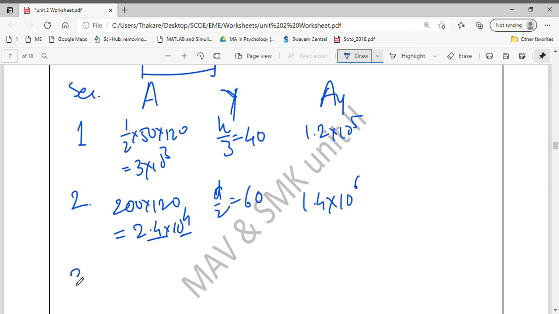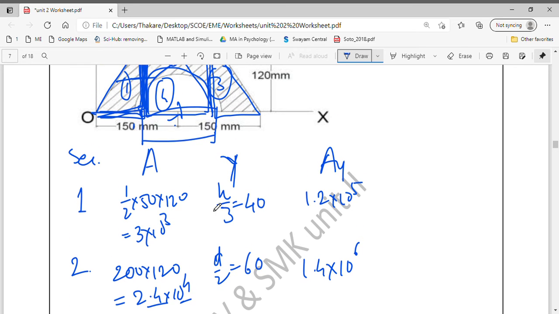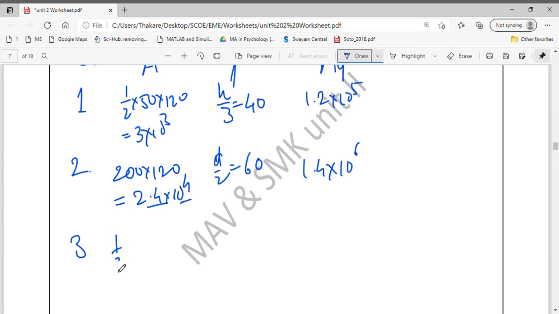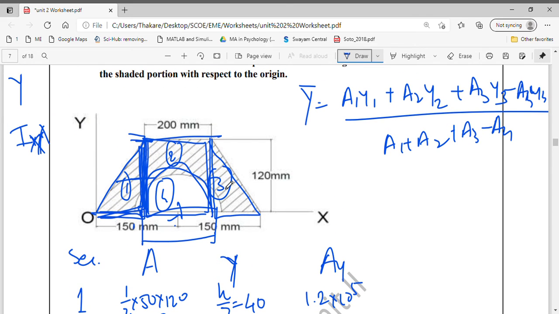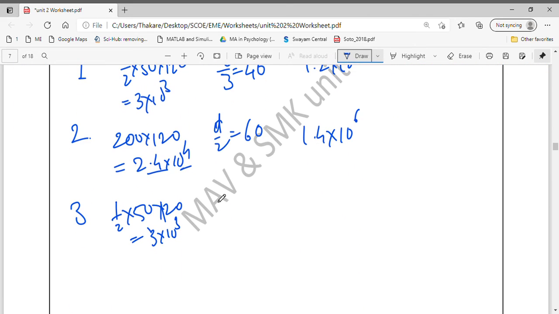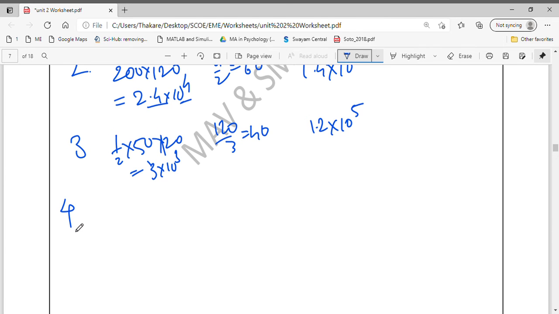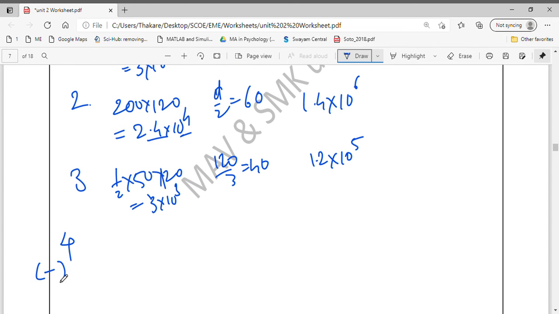Again you have the third section, which is a right angle triangle whose base is 50 and height is 120, so half into 50 into 120. The area will be the same, 3 into 10 to the power 3. Its distance from the horizontal axis will be h by 3, so 120 by 3, which will be 40, and a into y will be 1.2 into 10 to the power 5, which will be the same. And the fourth section needs to be subtracted, so it needs to be deducted.